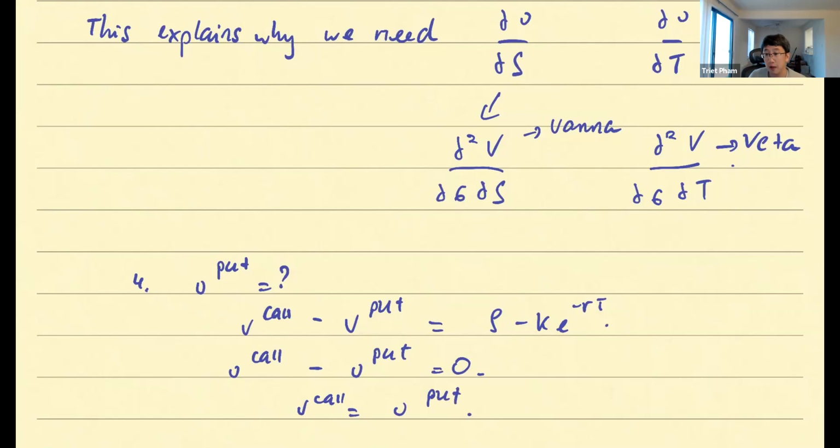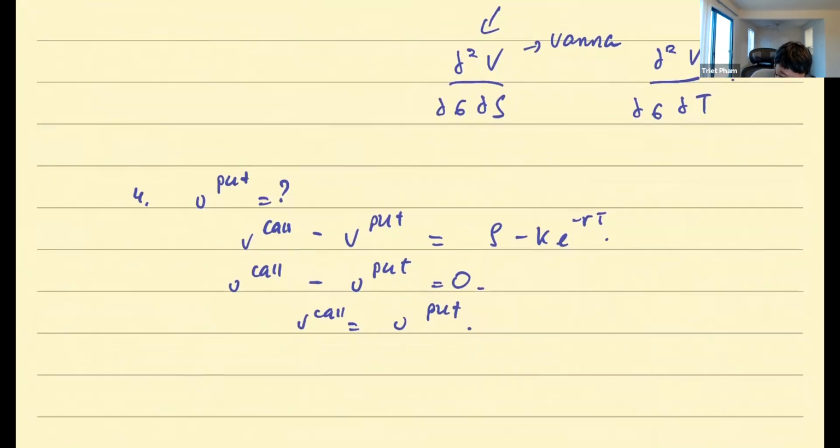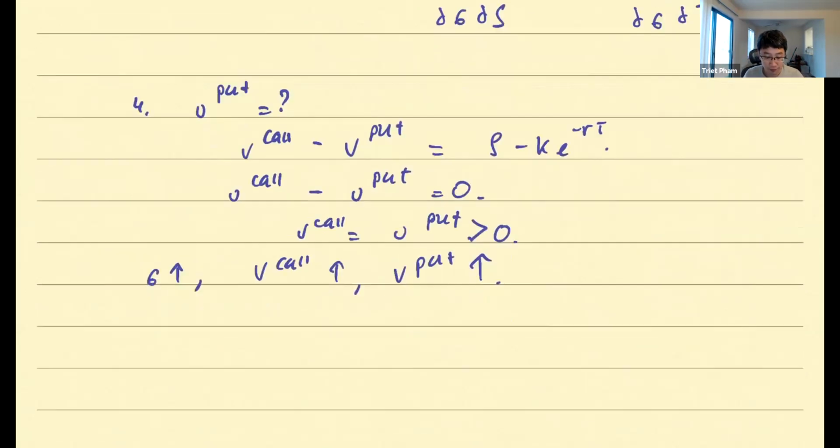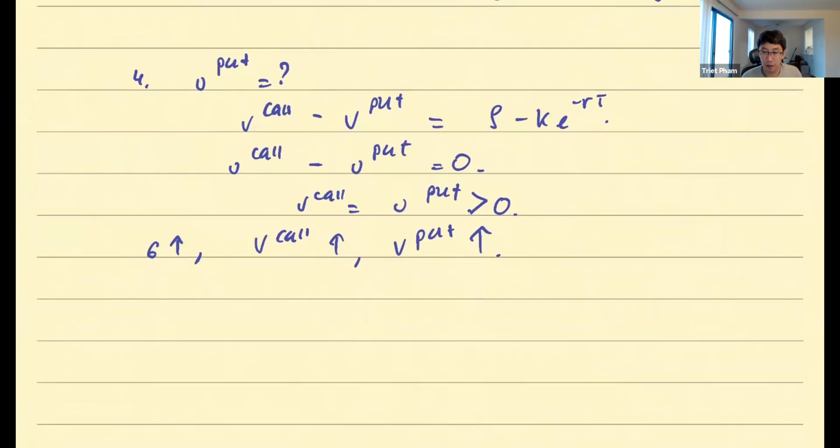So we discovered two things: vega of call and put are the same, and gamma of call and put are the same, which is quite important to keep in mind. One thing we can say right away is that they're both positive. So if volatility goes up, then V call goes up and V put goes up. And you can extend that to the vega of any spread. Question?